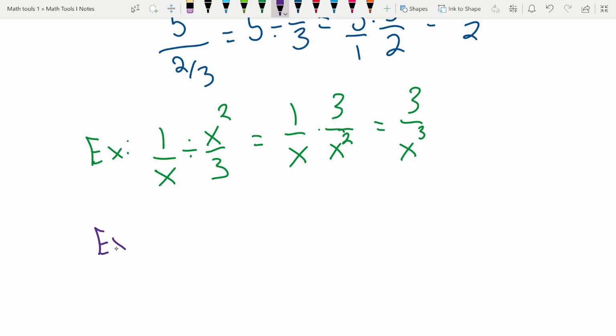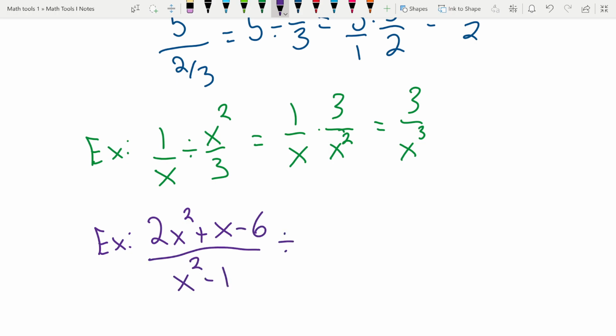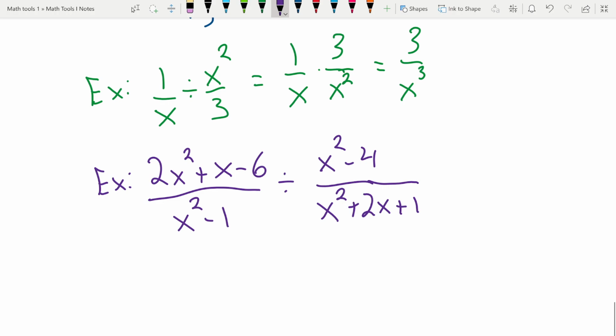Now, let's do another one here. 2x squared plus x minus 6 over x squared minus 1 divided by x squared minus 4 over x squared plus 2x plus 1. So again, if you want to, you could just go ahead and factor everything before you do anything. It doesn't really matter what order you do it in here. You can't cancel things out until you flip, so that you know what side the factors are on. So let's just go ahead and factor everything first here.